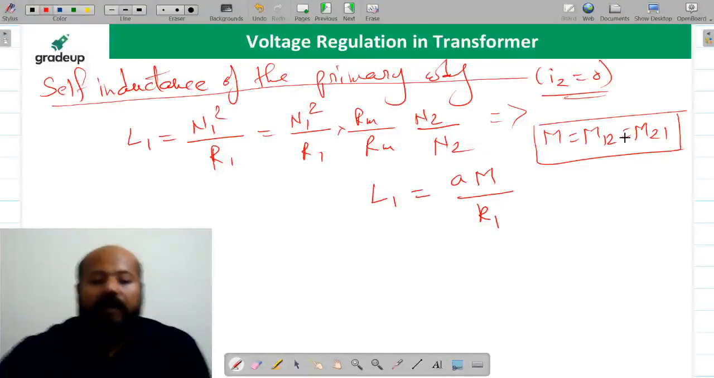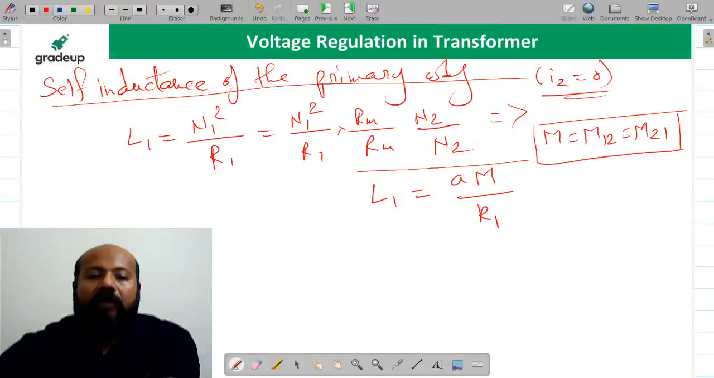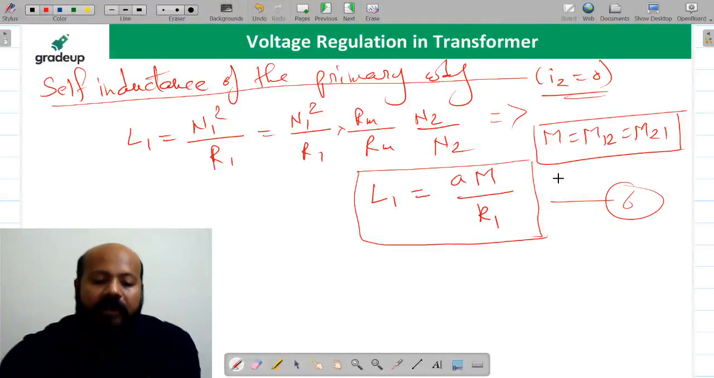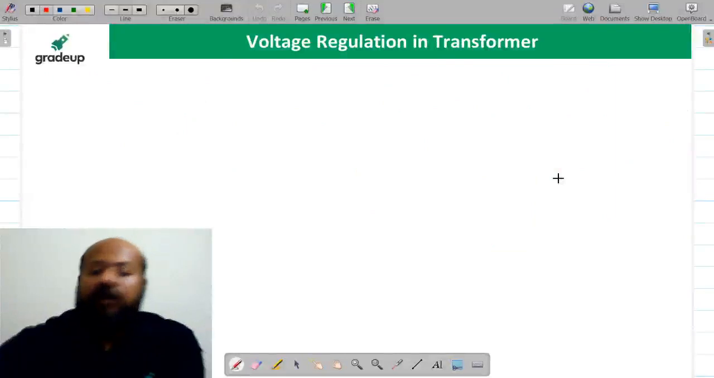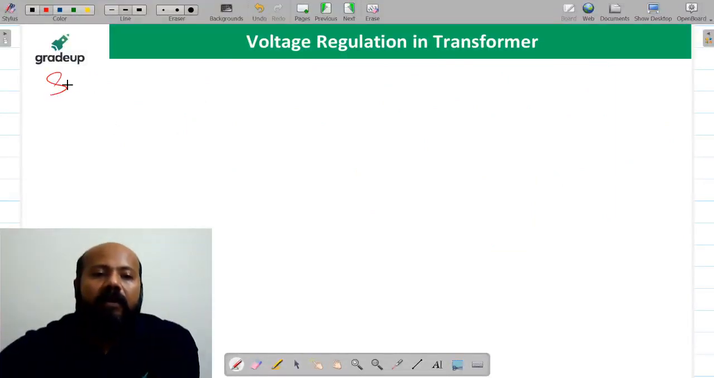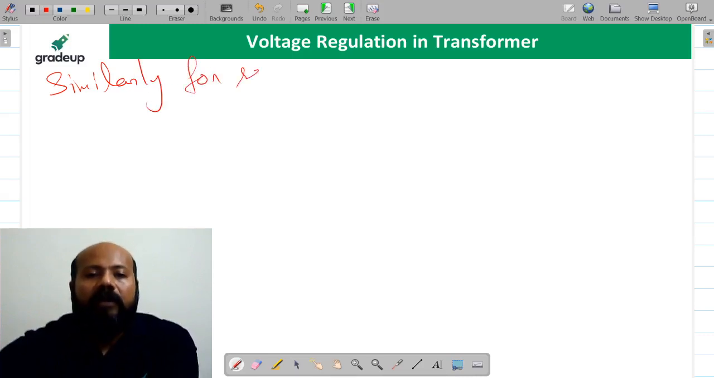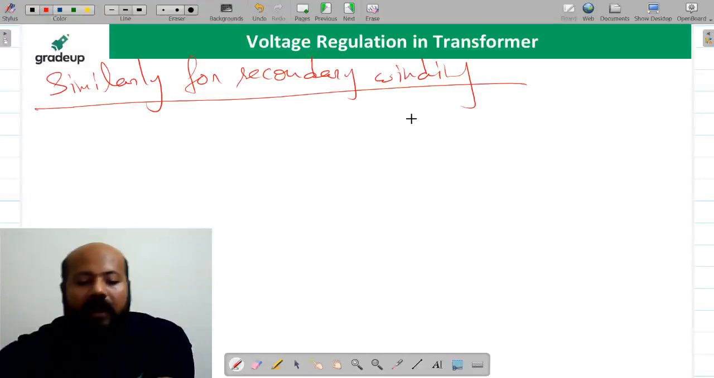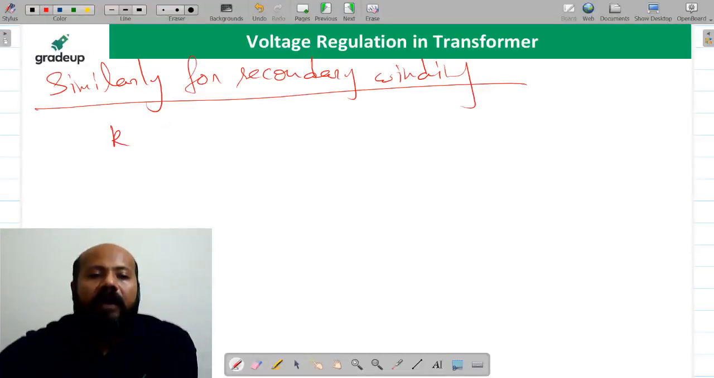I hope it is clear. So this is going to be your final expression for the self-inductance. Suppose it is equation number 6. And similarly, for the secondary winding, you can write another coefficient K2 as R2 upon Rm.